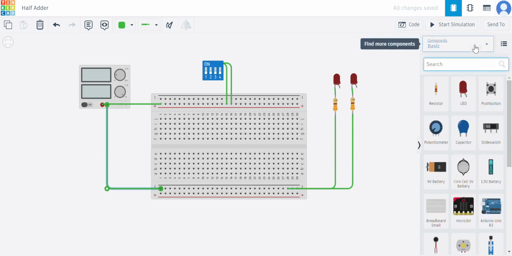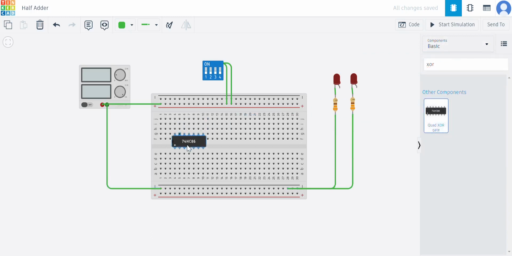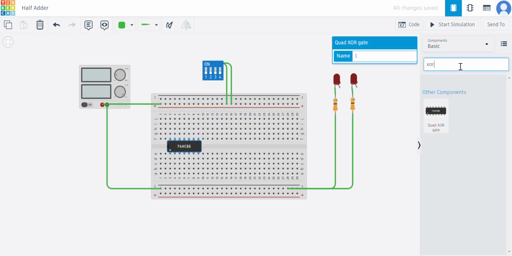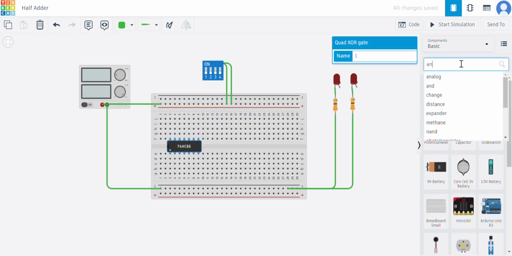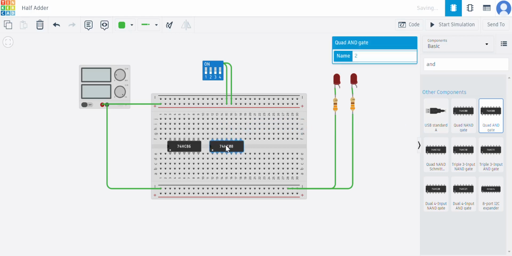Now we need one XOR gate and one AND gate. So we search here XOR and we place it here. We need one AND gate, so we search AND and we take the AND gate. Be careful here because there is also a NAND gate and we do not need that. We need the AND gate. So that's it.